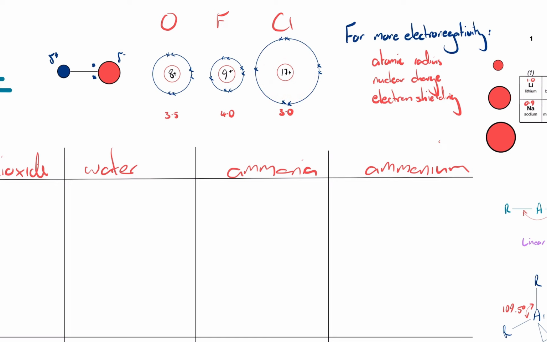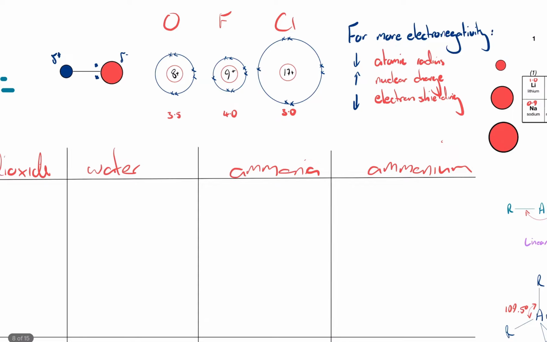So again, it often happens in chemistry that we're talking about these 3 things: atomic radius, nuclear charge and electron shielding. So for more electronegativity, we need the atomic radius to be as small as possible. We need the nuclear charge to be high, and we need the electron shielding to be low. So we've got these factors. We need to think about the position on the periodic table when it comes to this. We'll talk about periodicity and things like that in a later topic.